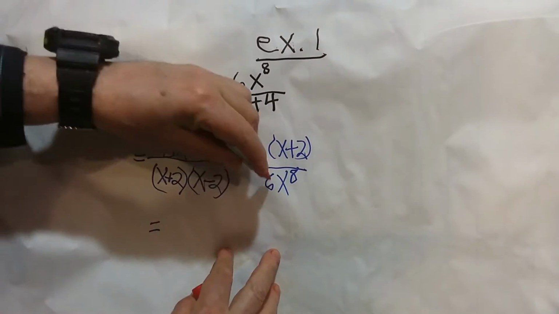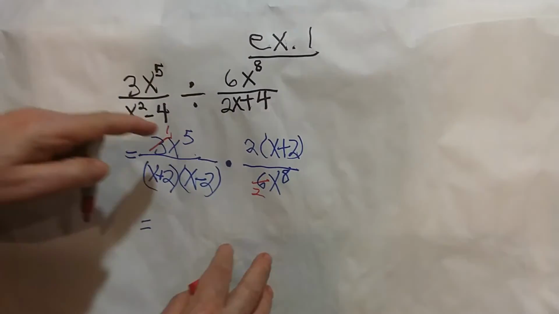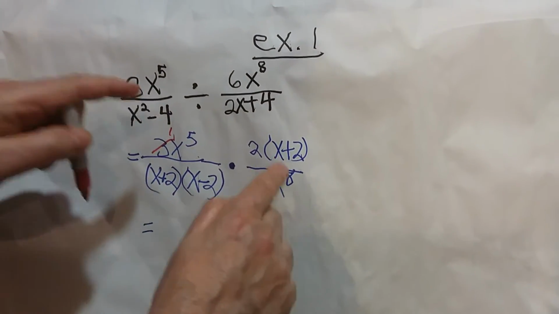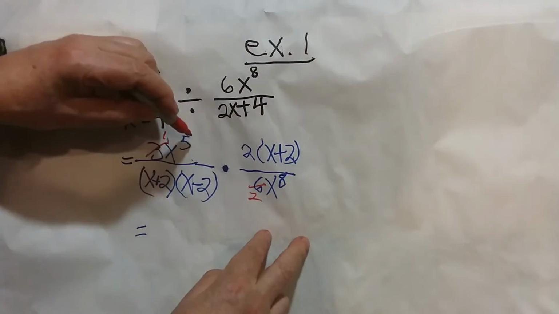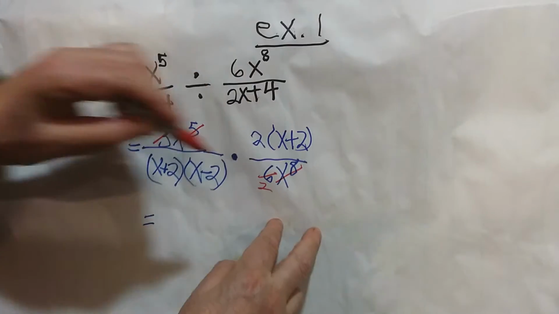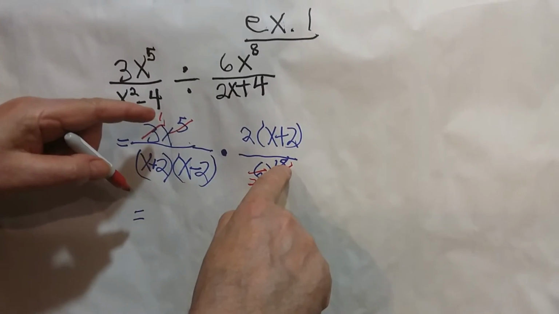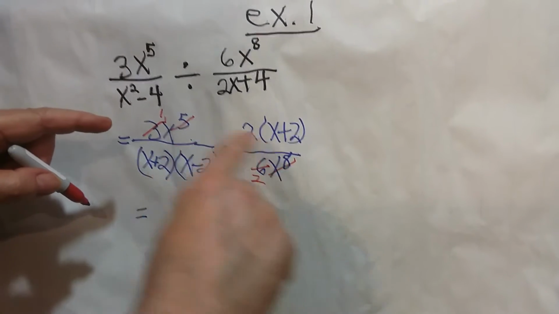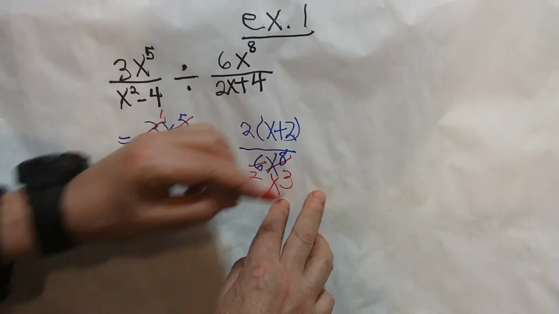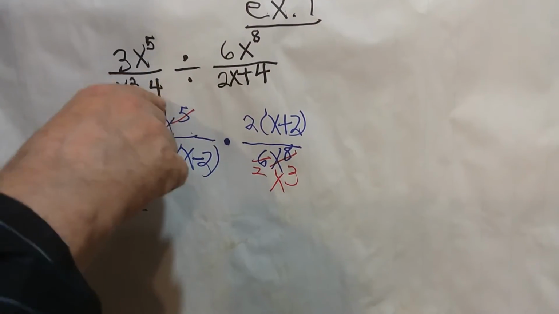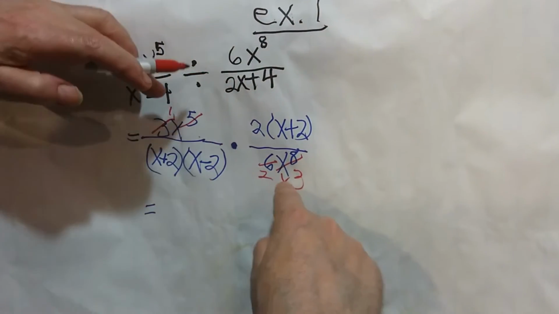See the 3 and the 6? 3 into 3, 1. 3 into 6, 2. See the x to the 5 and the x to the 8? A quick way to do this is subtract. 8 take away 5 is 3. Cross these out, and you're left with x to the 3. Wherever the bigger exponent is, that's where you put your answer. See, the 8 is bigger than 5, so x to the 3 goes on the bottom. If the 8 was up here and the 5 was down there, you'd put the x to the 3 on the top. So we're done this way.